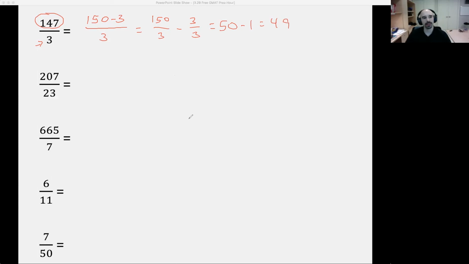Let's try the next one. Some number somewhere in the 200s area that is very, very easy to divide by 23.